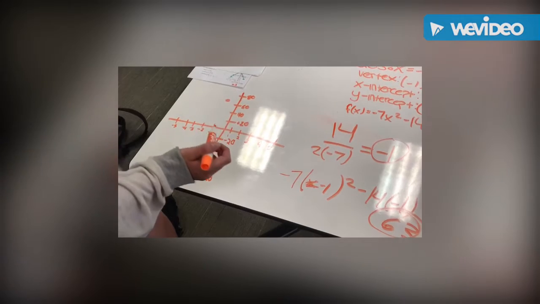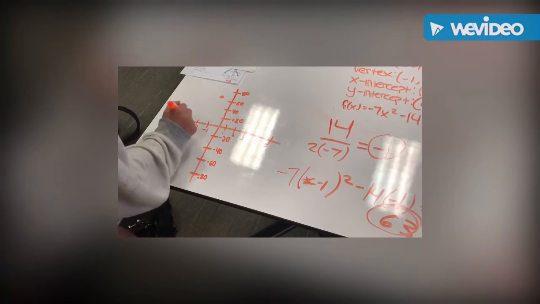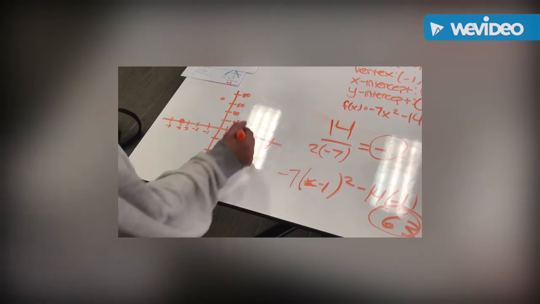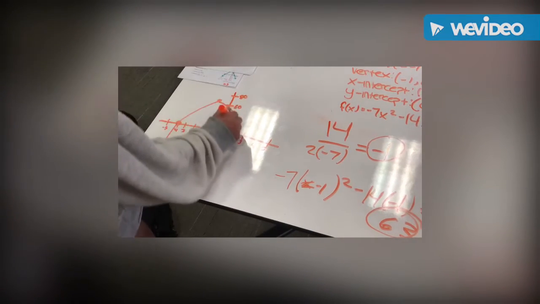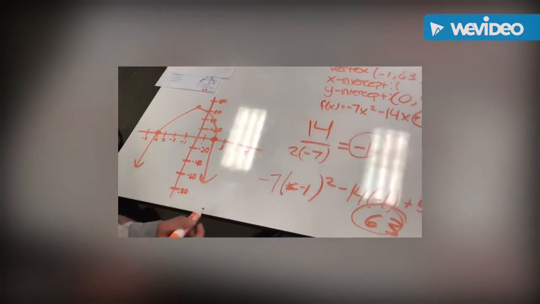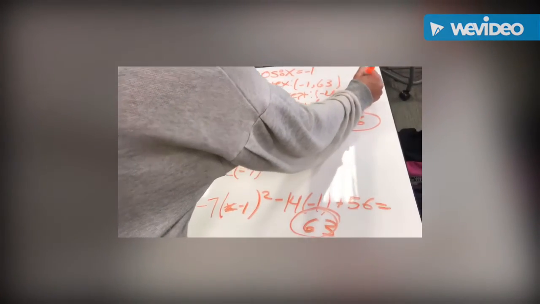So that's your vertex. And then you go to negative 4, 0, and then 2, 0. And that is how the graph should look. So the x-intercepts are negative 4, 0, and 2, 0.